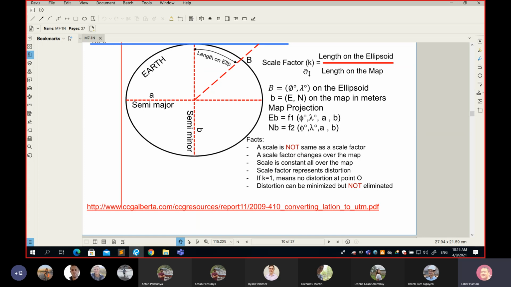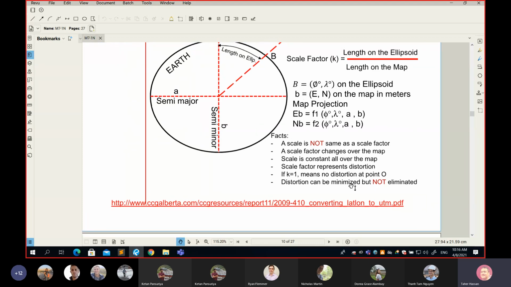Ultimately, your K should be equal to 1. If you can do that, that's fantastic. But it will never happen that everywhere on your map, K equals 1. So the scale factor is not the same as scale. The scale factor will vary on the map. However, the scale itself is constant over the map. And when K is equal to 1, it means we have no distortion. Finally, distortion can be minimized but cannot be eliminated.